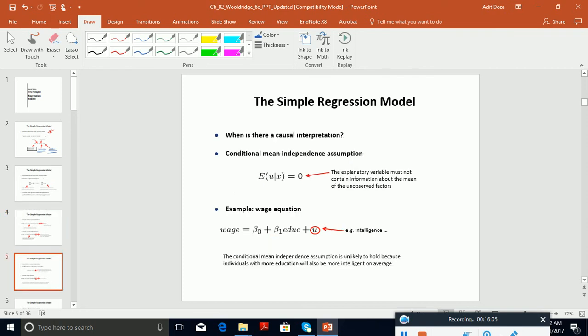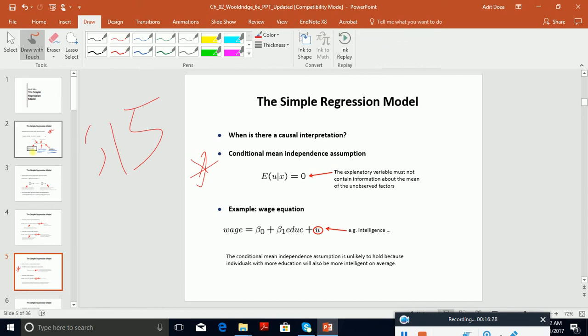So they have a few more examples, and you guys need to know all the 5 assumptions, right? So 5 assumptions, slide 5, which is the conditional mean independence assumption. Okay. Slide 5 of chapter 2.